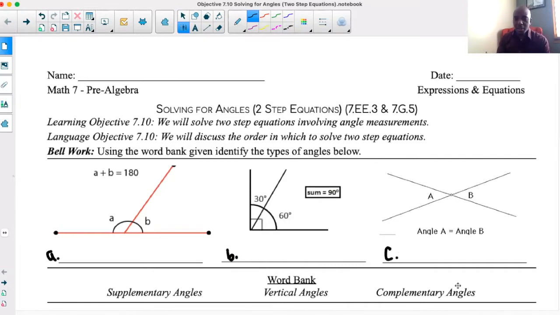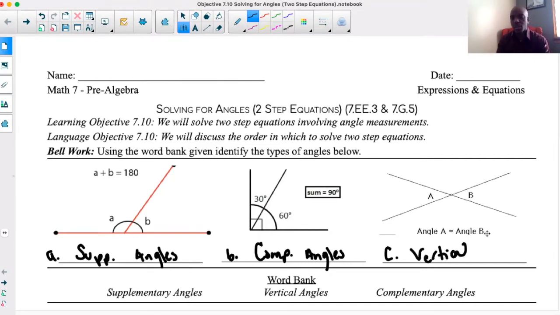There are words down here at the bottom, right? Supplementary, vertical, and complementary. And I want to know what is A, what is B, and what is C. So what kind of angles do you think A is? If you said that it was supplementary, you are right. They are supplementary angles, and we'll talk about those in a second. For B, if you mentioned that this was complementary, you are right. And for C, if you mentioned that this was vertical angles, then you would have got them all right.